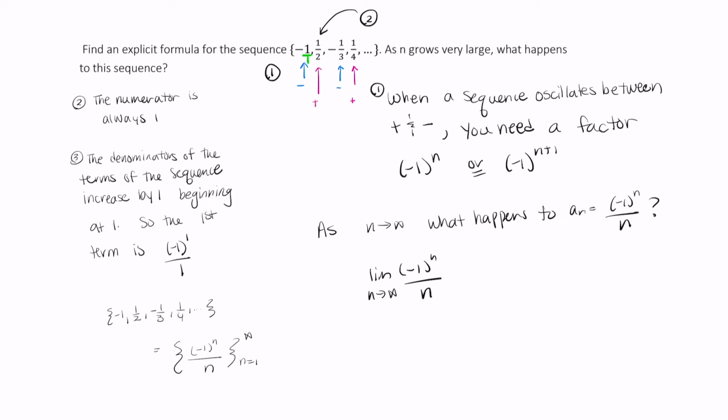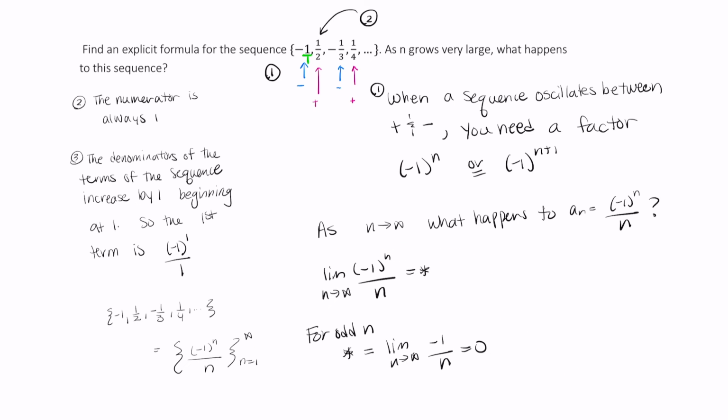Well, let's consider odd terms and even terms. So for odd n, what we have is the limit as n approaches infinity of negative 1 to the n, and that's just 0. For even n, what we have is the limit as n approaches infinity of 1 over n, and that also is 0. So the sequence will converge to 0.